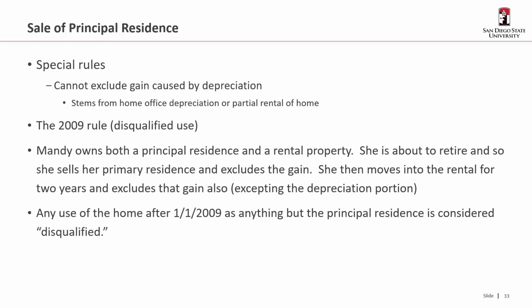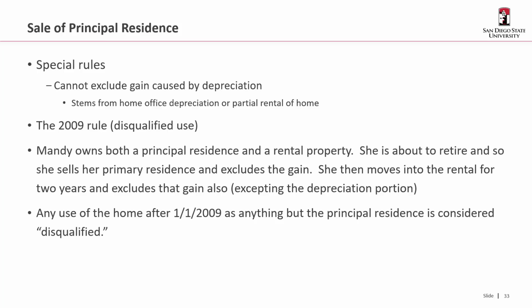And then there's the 2009 rule, which relates to disqualified use. So let's assume that Mandy owns both a principal residence and a rental property. And Mandy's about to retire. And of course, she sells her primary residence and excludes the gain. Then she realizes, well, let's see, I could either sell the rental and pay long-term capital gains on it, or I could move into the rental for 2 years. And then in theory, exclude that gain also, except for, of course, the depreciation, which we just talked about.